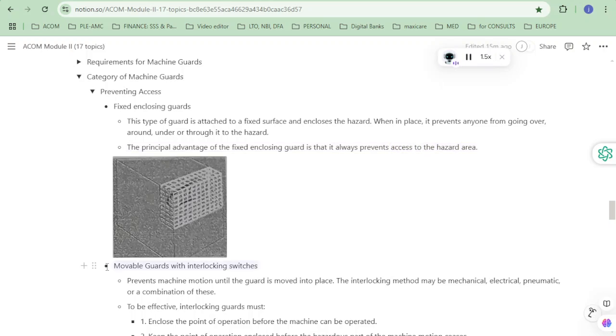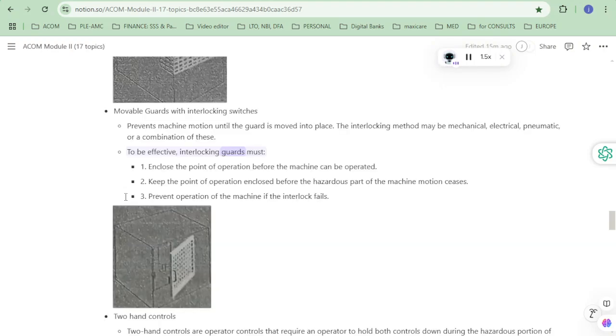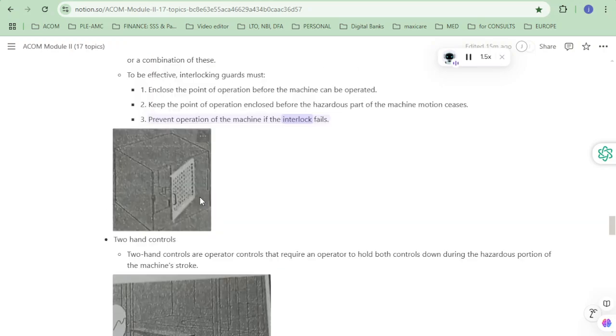Movable guards with interlocking switches prevent machine motion until the guard is moved into place. The interlocking method may be mechanical, electrical, pneumatic, or a combination of these. To be effective, interlocking guards must: 1. Enclose the point of operation before the machine can be operated. 2. Keep the point of operation enclosed before the hazardous part of the machine motion ceases. 3. Prevent operation of the machine if the interlock fails.